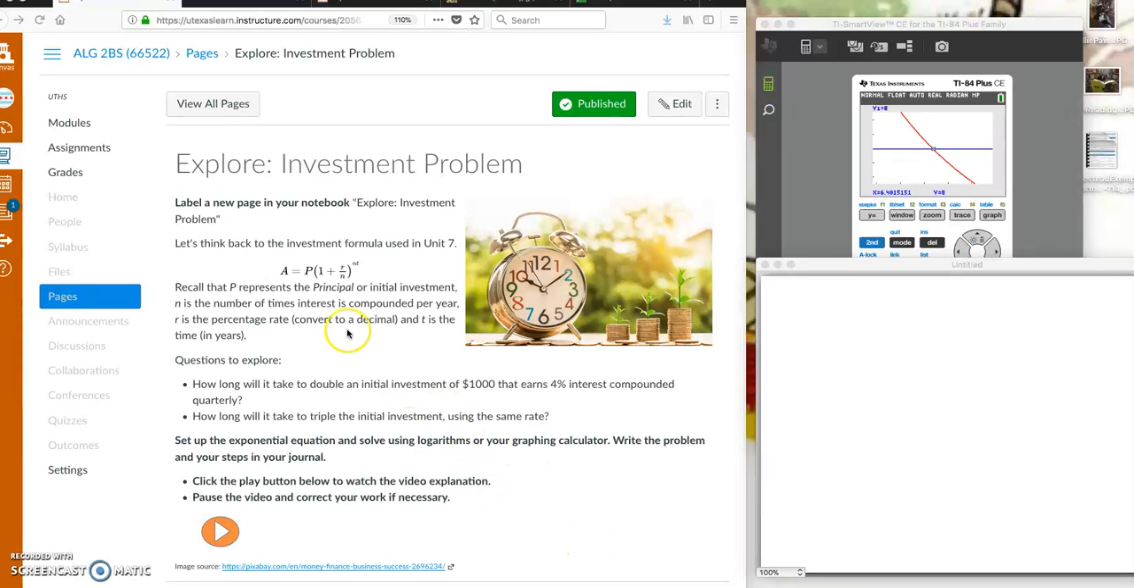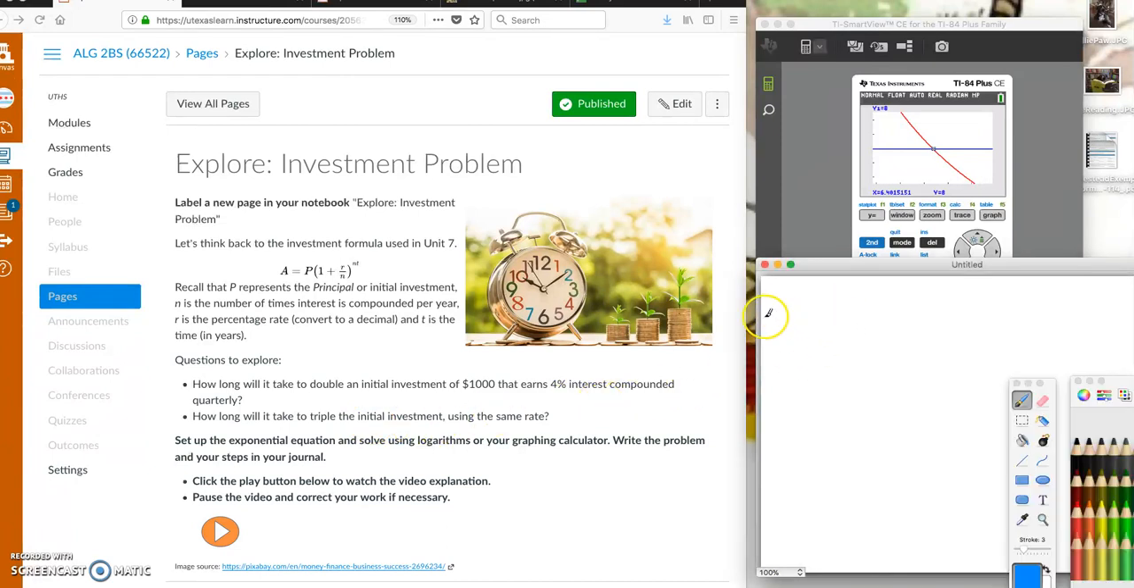All right, for this problem, we're going to use the formula given here and the definitions of what each of these variables represents to calculate how long it takes to double an initial investment, earning 4% interest compounded quarterly. And then the same question with the same interest, how long will it take to triple the investment?